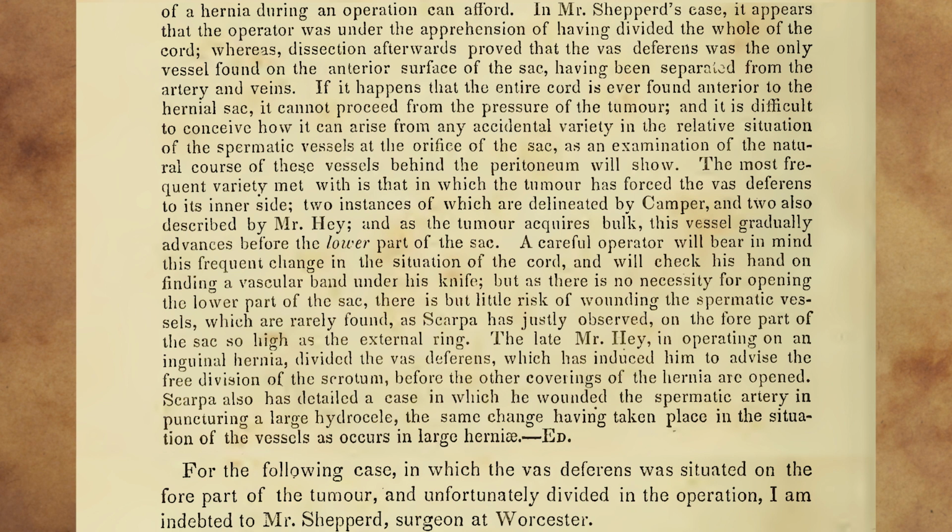The most frequent variety met with is that in which the tumor has forced the vas deferens to its inner side, 2 instances of which are delineated by Camper, and 2 also described by Mr. Hay. And as the tumor acquires bulk, this vessel gradually advances before the lower part of the sac. A careful operator will bear in mind this frequent change in the situation of the cord, and will check his hand on finding a vascular band under his knife.